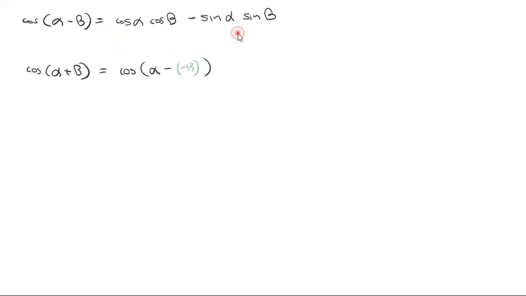So now the whole green thing you can think of as that angle there. And I can apply the rule above. So that means I'm going to get cosine of alpha, cosine of the green thing, minus sine of alpha, sine of the green thing. Happy with that?